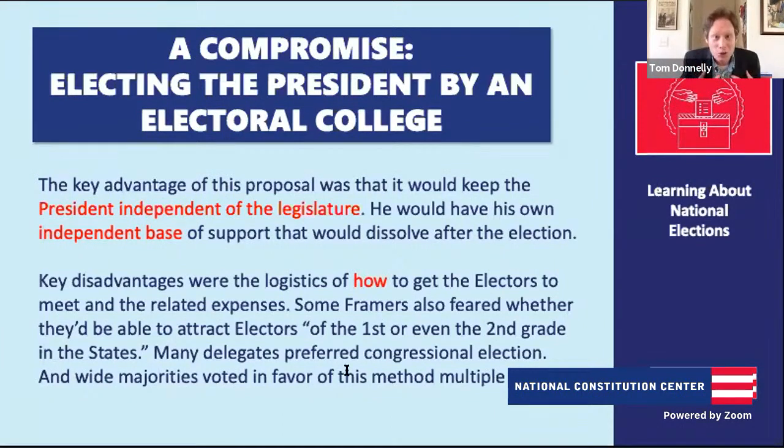people like George Mason said, are we even going to really be able to put good people in the Electoral College? The best and the brightest are going to be serving in Congress, in government. Who are going to be these people sitting in the Electoral College, and why in the world should we trust them? So the delegates in the end select the Electoral College.